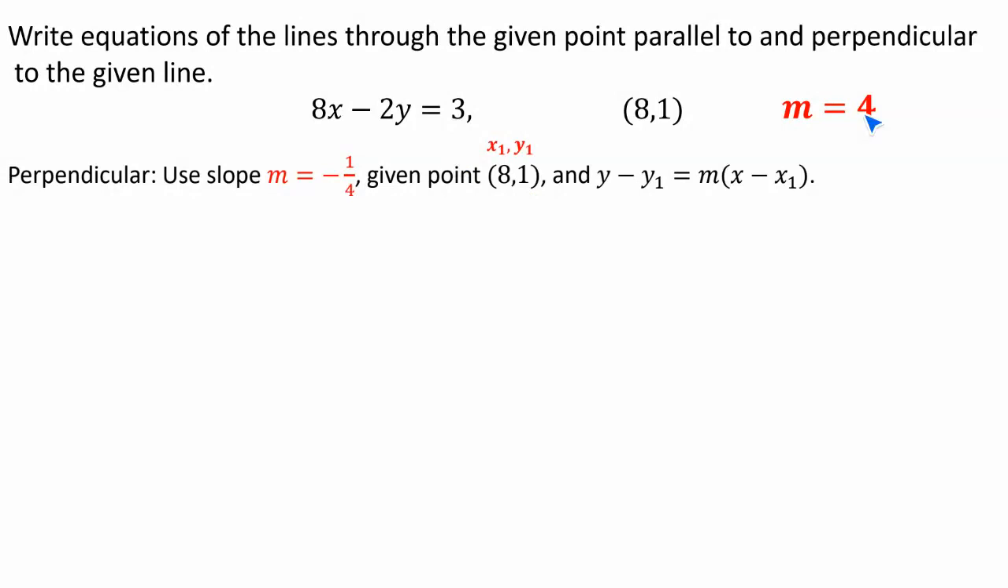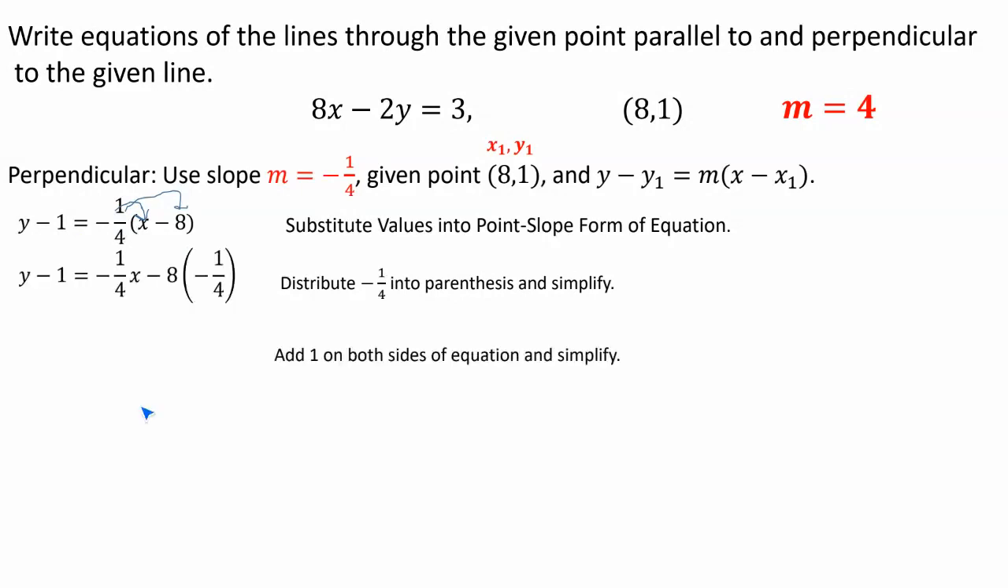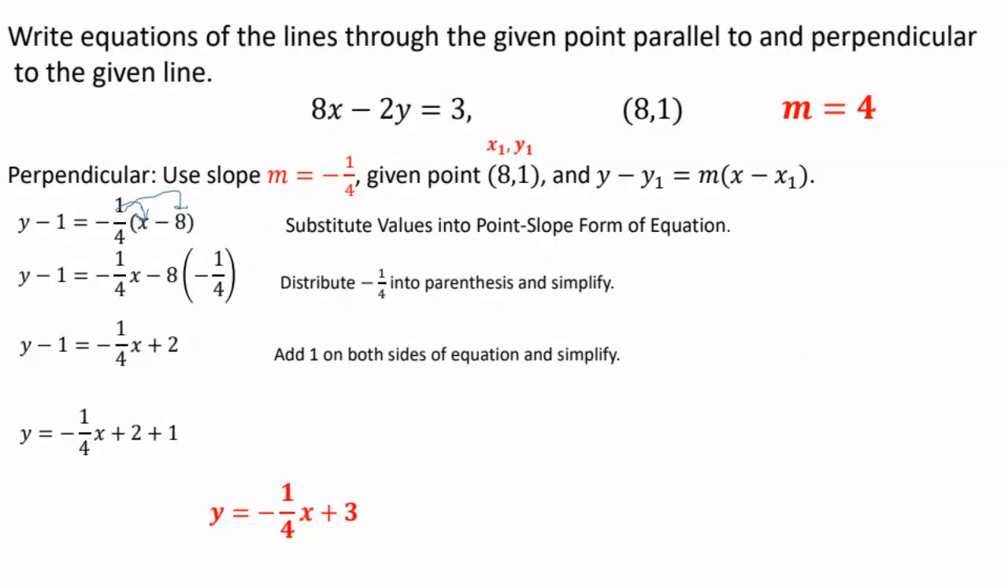Now for perpendicular, we still use the same point, but instead of using 4, we use the negative reciprocal of this number. So the reciprocal of 4 is 1/4. So we're going to plug in the information. So we have y minus 1 equals negative 1/4 times (x minus 8). Distribute the negative 1/4. So we get negative 1/4 x minus 8 times negative 1/4. Keep simplifying. Negative 8 times negative 1/4 is positive 2. And then we're going to add the 1. And so our answer is going to be y equals negative 1/4 x plus 3. Any questions on that one? Okay, so that is writing the equation of a line.